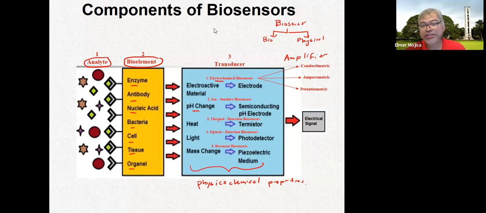Because what we really want is, when we put in our target analyte, we have a response, and we want the response to be correlated to the target analyte. So either the signal increases or the signal decreases with an increase of the analyte.